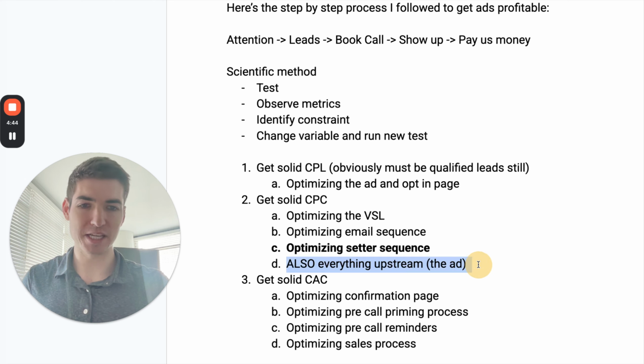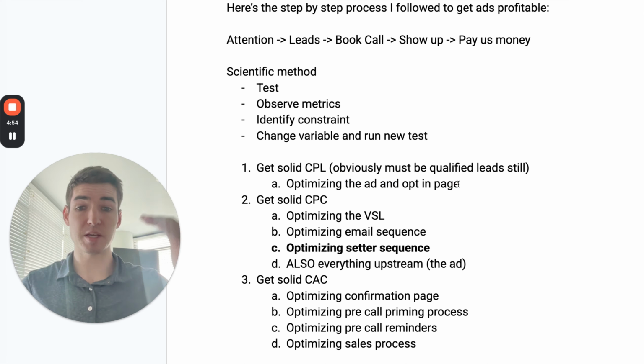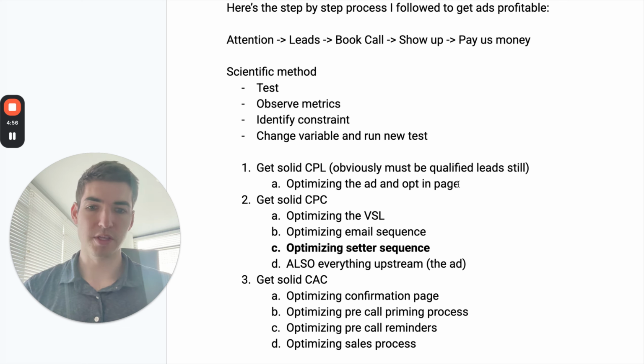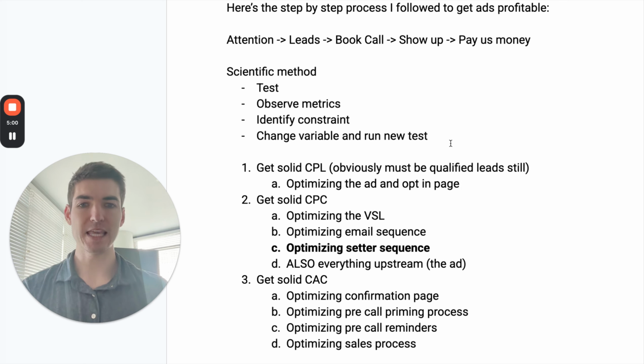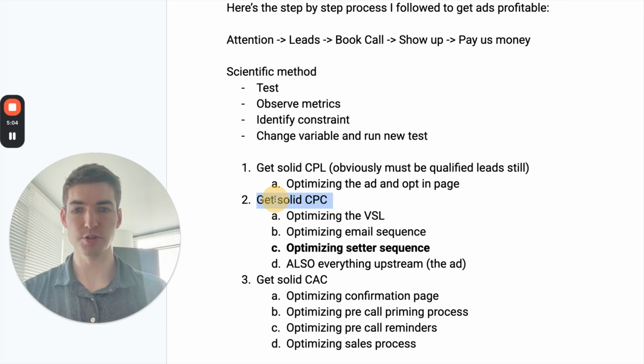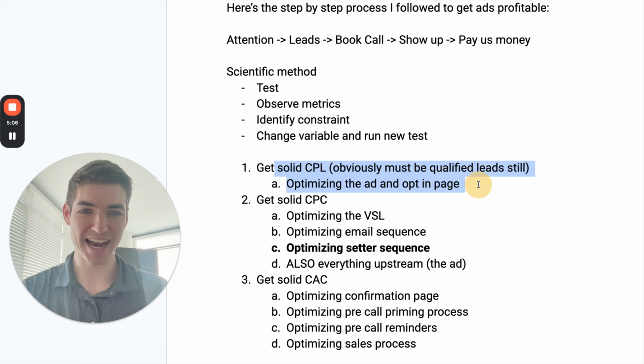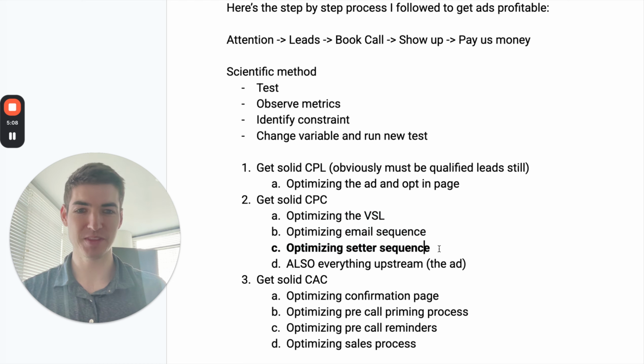And then also everything upstream. If there's some incongruency, if the VSL does not match the ad or the opt-in page, that can be a big reason for a big drop off. So that's also something you need to think about. This is a whole system. So even if this metric is good, this one could be crap, because the ad and the opt-in page aren't congruent with this stuff. So you need that congruency as well. But that's what we're basically doing here.